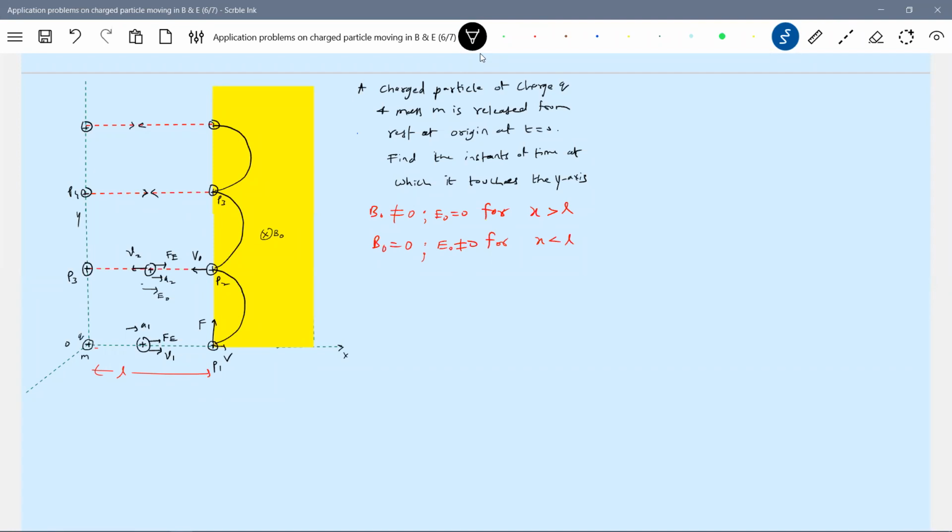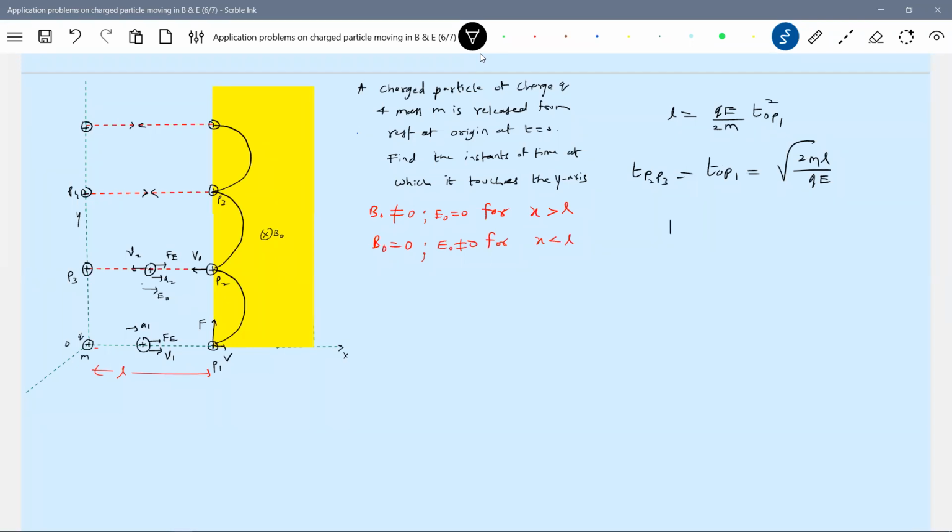So the time it takes to move from O to P1 is the same as the time to move from P2 to P3. We'll go for the time calculations first. Time taken to move from O to P1: L equals half (QE by M) times T O P1 whole square. So T O P1 should be equal to root of 2ml by QE. I think this time should also be equal to the time from P2 to P3.